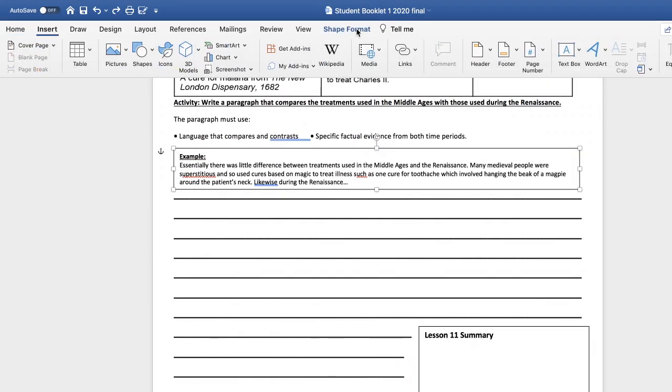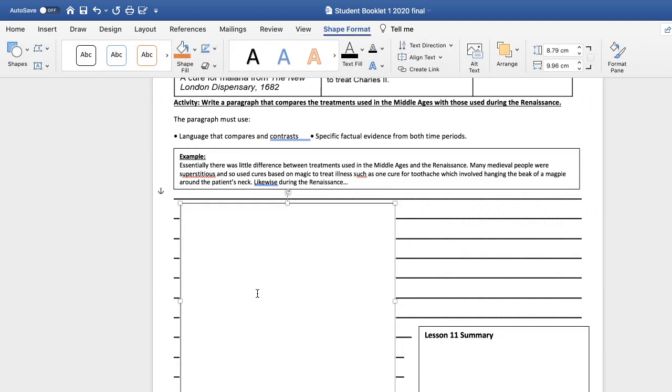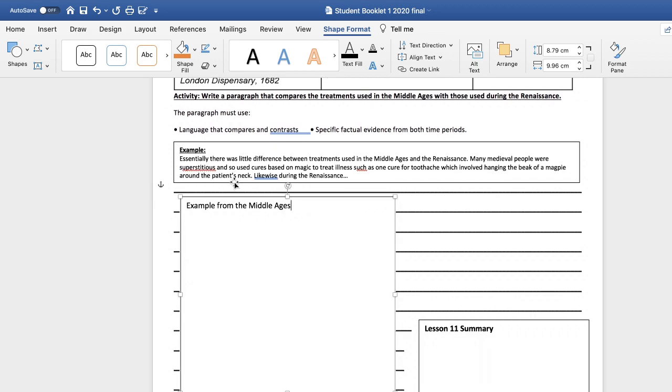The way, and I'm going to write down the structure that I would like you to write in this area here for you to do, is: an example from the Middle Ages. Again, use the example here to base it on. It's talking about treatments used in the Middle Ages, so you can use the idea of God, the idea of bloodletting. This one over here is the superstitious things. Again, you can rewind the video to recap on what we said the treatments in the Middle Ages were.